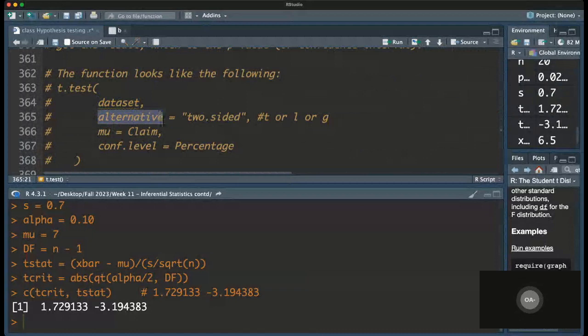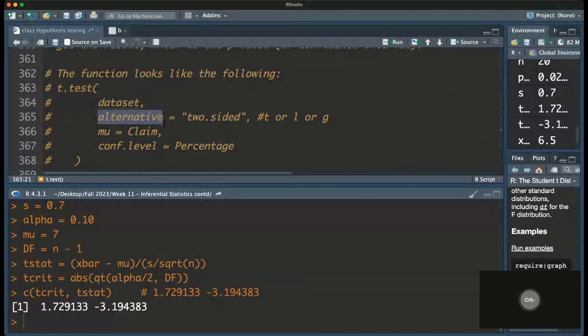So if your alternative hypothesis is not equal to, then it's a two-sided test. If your alternative hypothesis is something like mu less than, now we're talking of the alternative, not the null hypothesis, then it's an L, a less than hypothesis. So you use less than or you use L. If your alternative hypothesis is mu greater than something, then it's a greater than hypothesis. You can use G, or you can use the full word greater than.